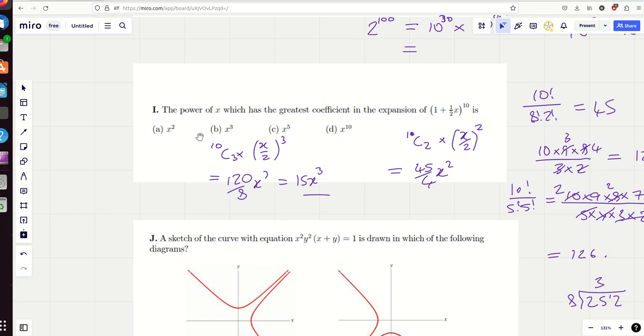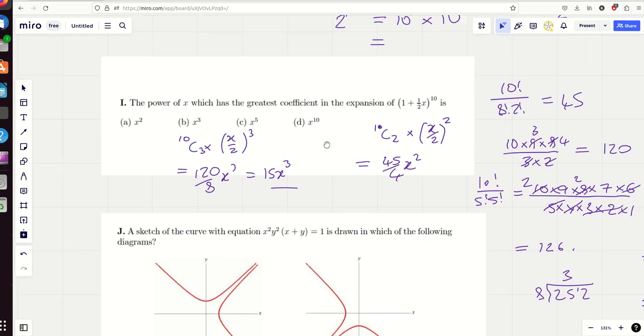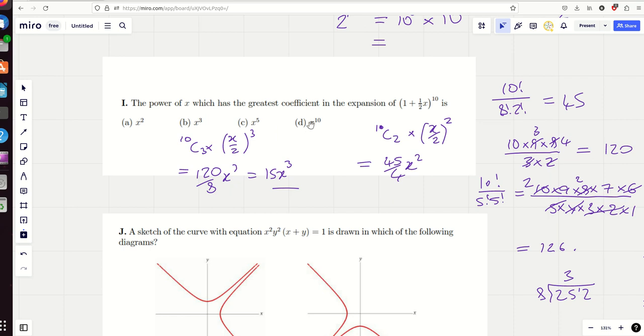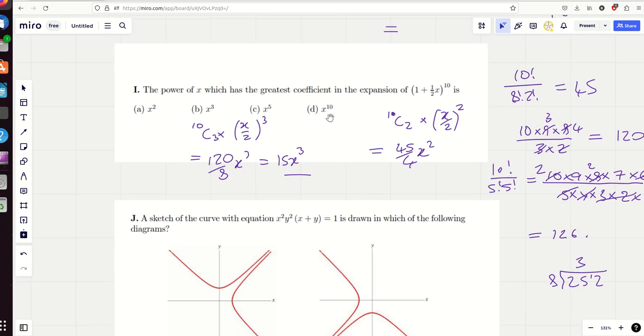Now, as I pointed out in the last video, it's now going to get smaller and smaller and smaller. You're not going to have a very big one there because, obviously, you've got 10 choose 10 coefficient, which is 1, and so that's going to be very small. And so the answer is B, yeah?